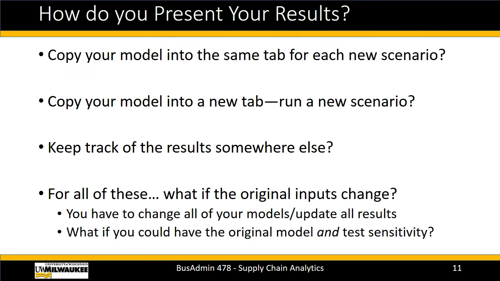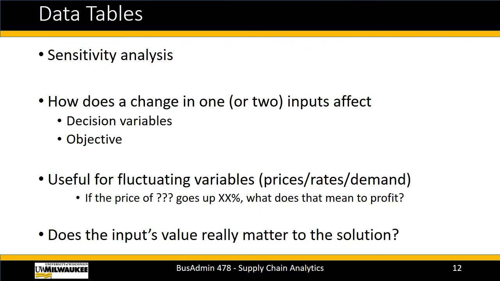But what if you've copied your model from tab to tab to tab to tab and you find out that there's a fundamental flaw? Maybe we know for sure that one of the inputs has changed. Well, then you have to go back and change every single tab, every single instance of it. So what if you could have the original model and test the sensitivity? And that's what we're looking for here.